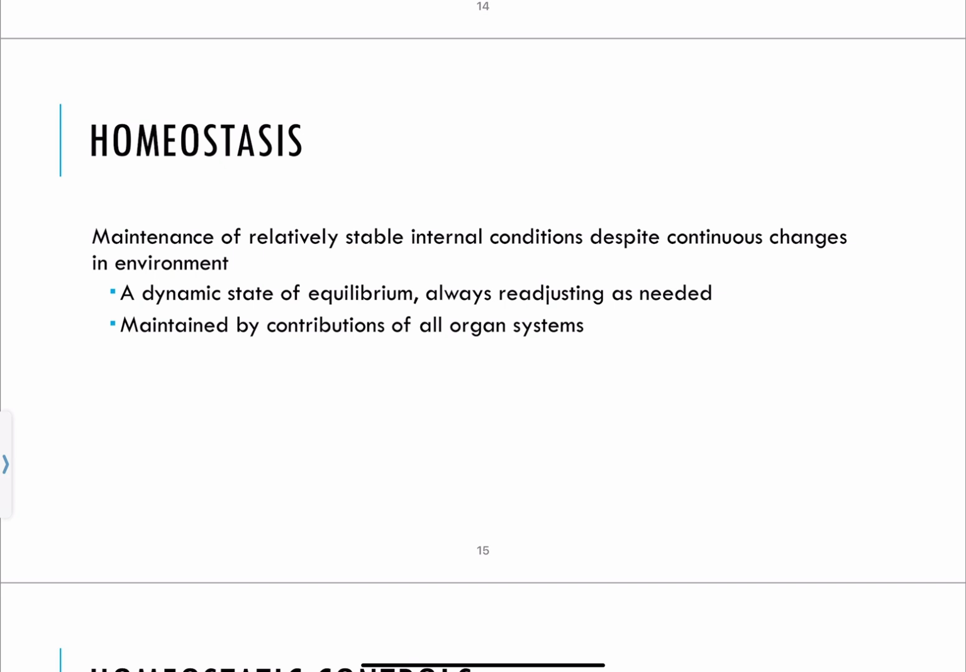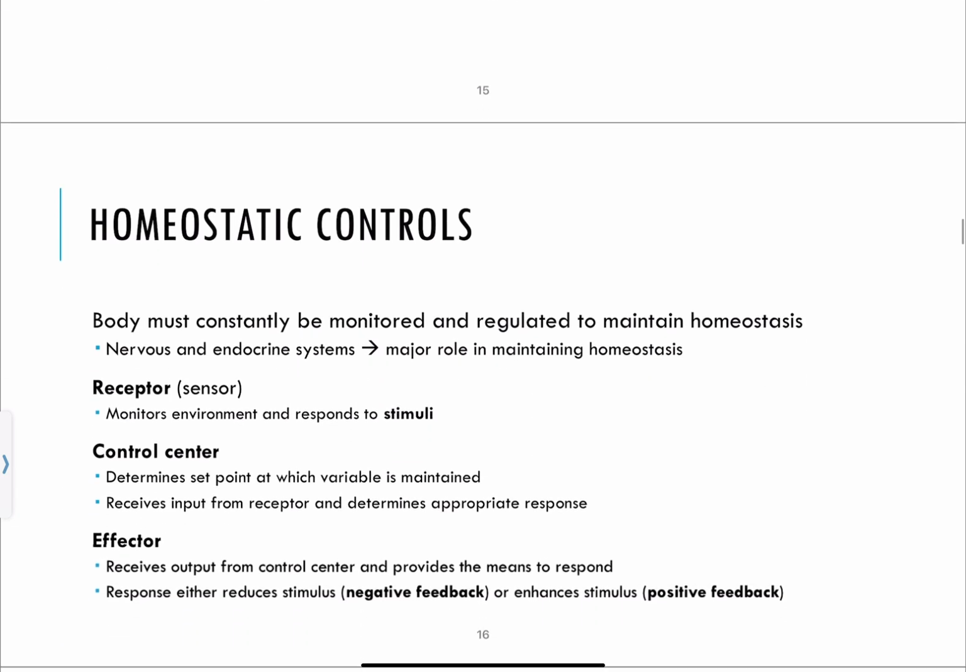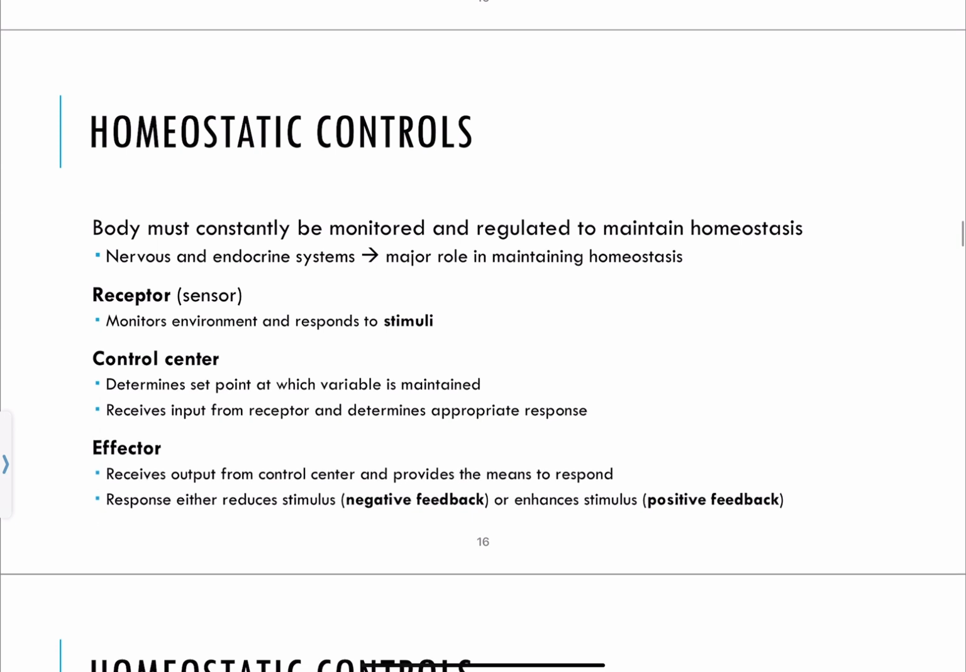So it's a dynamic state of equilibrium or balance that we're always readjusting as we need, because we have to keep things within a very narrow range in order for our body to function correctly. And all of the organ systems in our body help contribute to maintaining our homeostasis, or our equilibrium. So the body must constantly be monitored and regulated to maintain homeostasis.